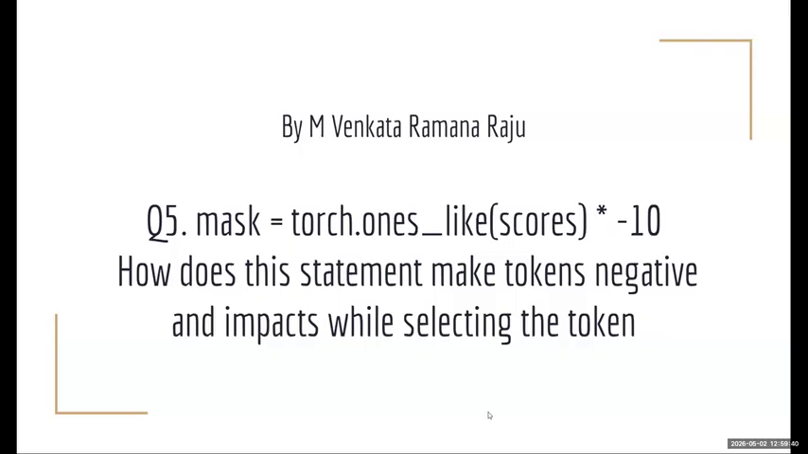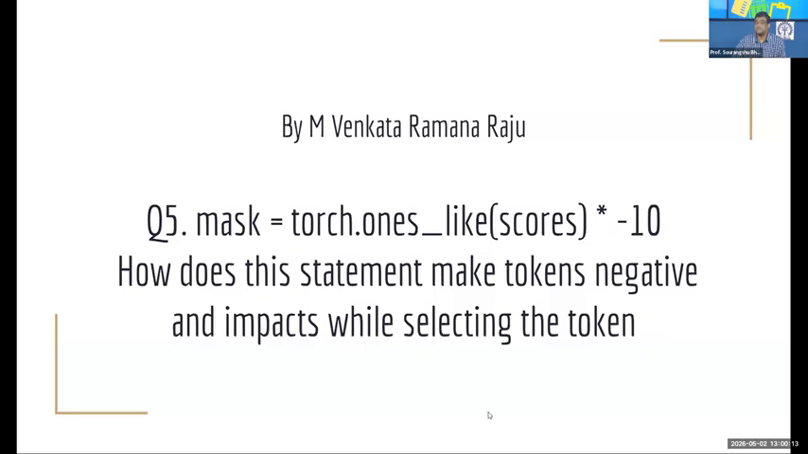Sir, follow-up question on this one. The token is a number, so I'm not clear how, when identifying the token, this negative multiplication has an impact. Because each token will be representing some string or some character of it. Can you please explain? Okay, so you are not subtracting 10 from the token. You are subtracting 10 from the mask of that token.